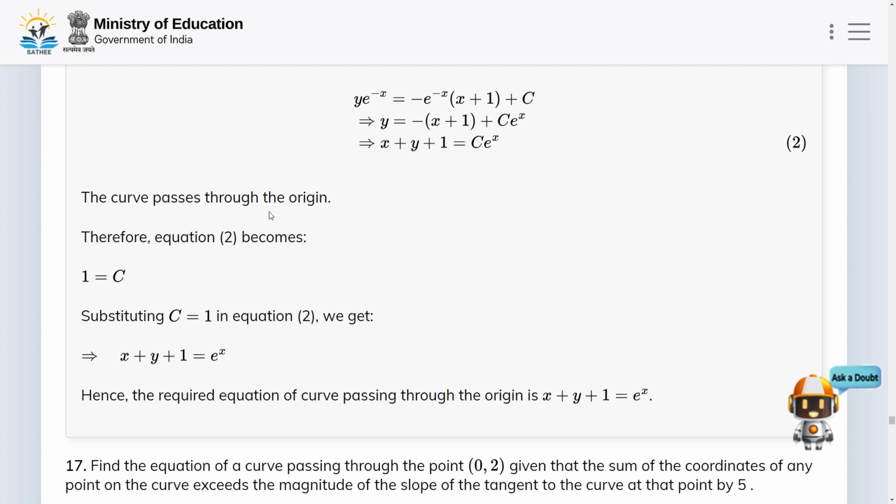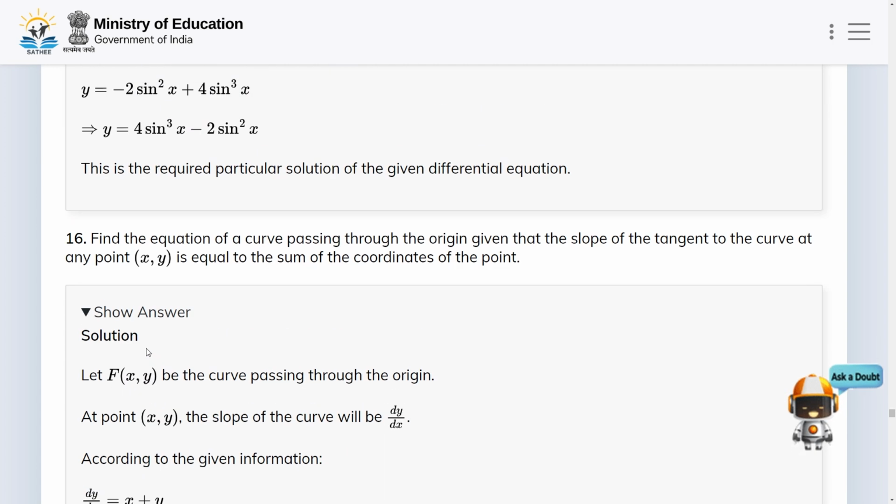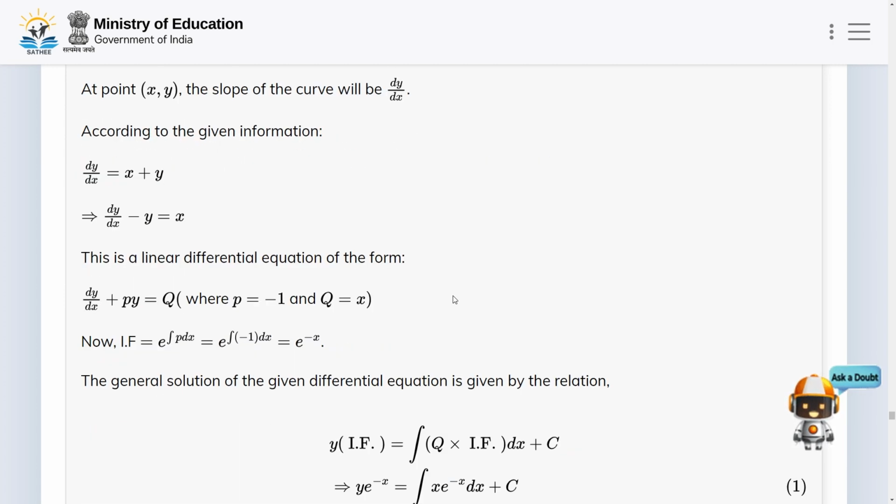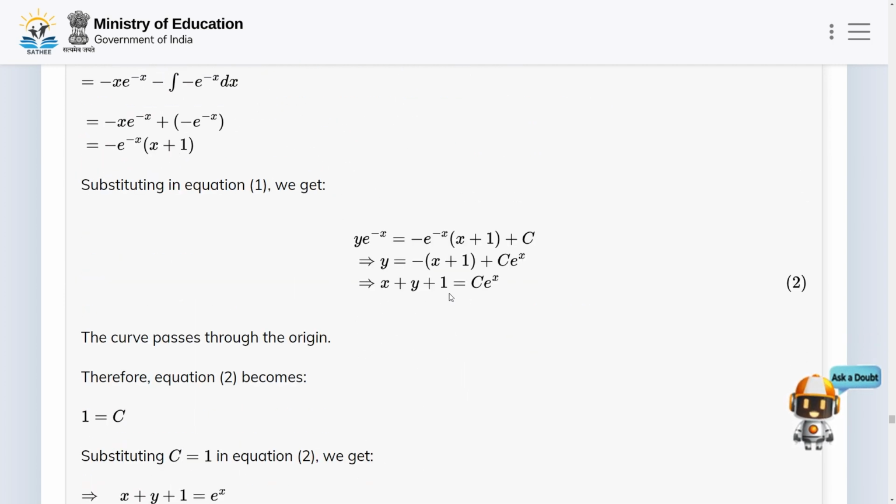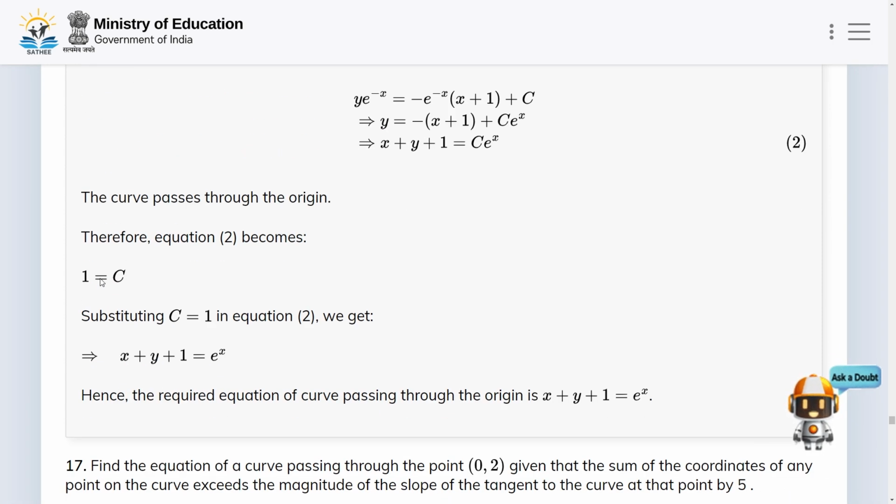Now if the curve passes through the origin, this means x0 y0, put x0, you will have c is equals to 1. This means c value is just 1, so you will have the required curve as x plus y plus 1 is equals to e power x. As it is already given that your curve must pass through the origin, this means x0 y0, you substituted your condition, you will get your constant value as 1.